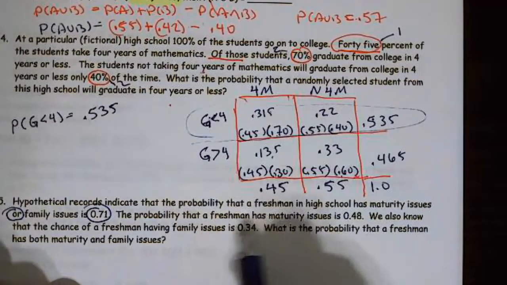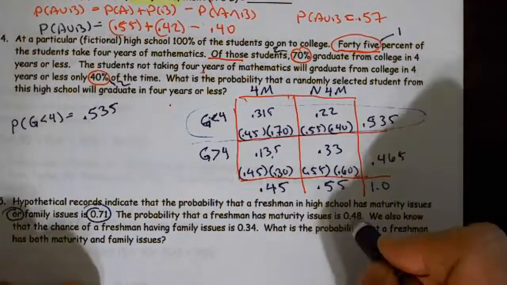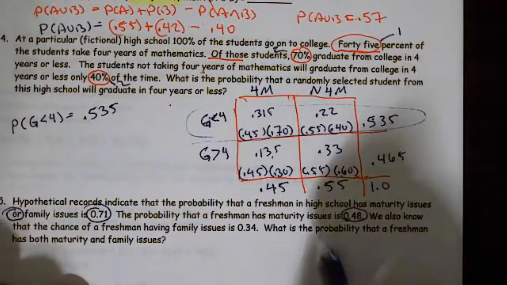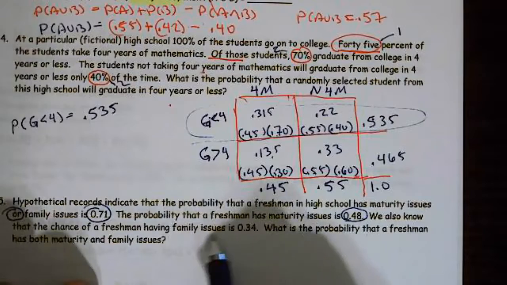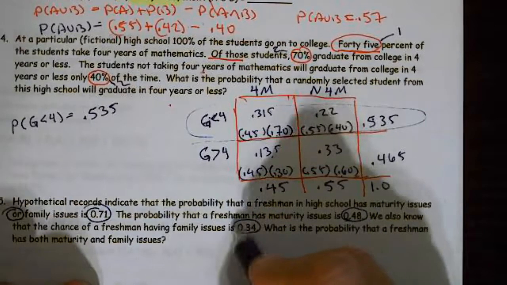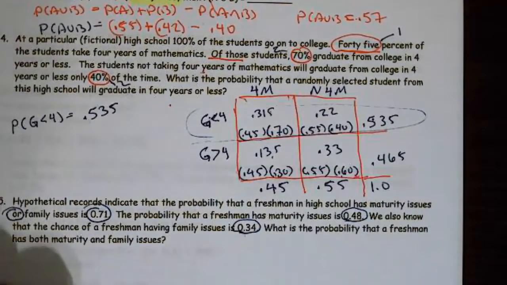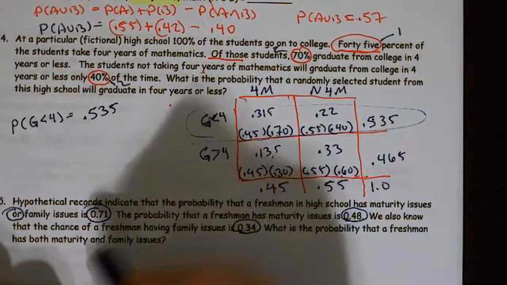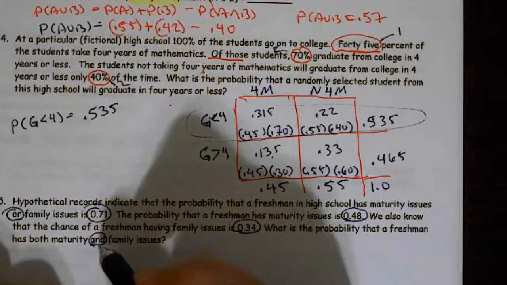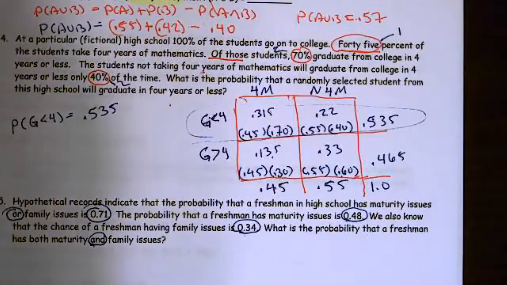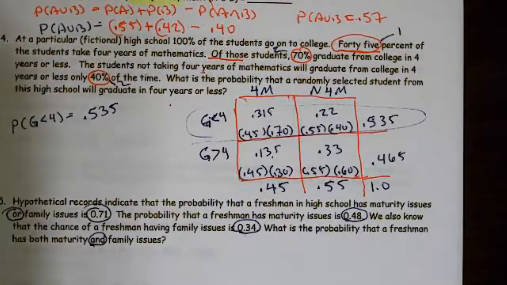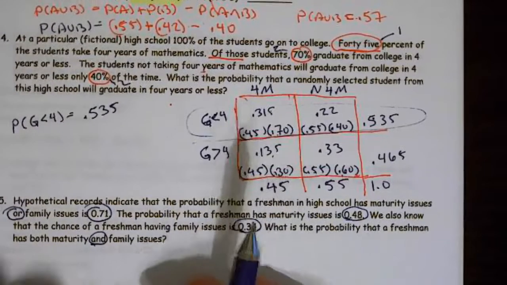The probability that a freshman has maturity issues is 0.48. We also know that the chance of a student having family issues is 0.34. What is the probability that a freshman has both maturity and family? All right. Well, the fact of the matter is I could probably set this up as a table, but anytime they give me "or," I'm like, you know what? Might be able to do this with the general addition rule because it tells me I'm adding.